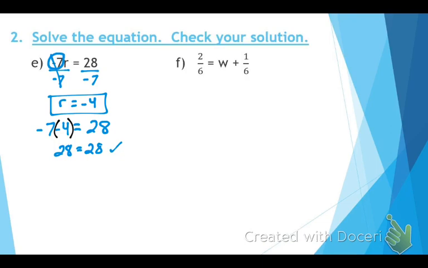Janet, go ahead and help us with what to do. Go ahead. The first thing we're doing is we're trying to get rid of that positive 1/6, so we're going to subtract 1/6 from each side. And Janet, what is 2/6 minus 1/6? 1/6 equals W. And what happens to the 1/6 minus 1/6?